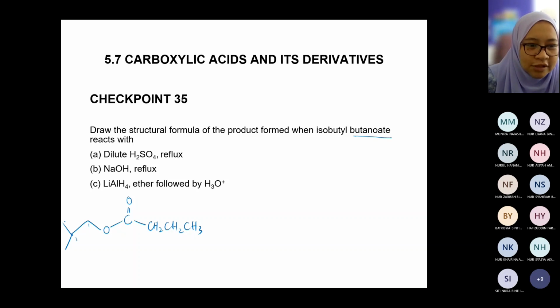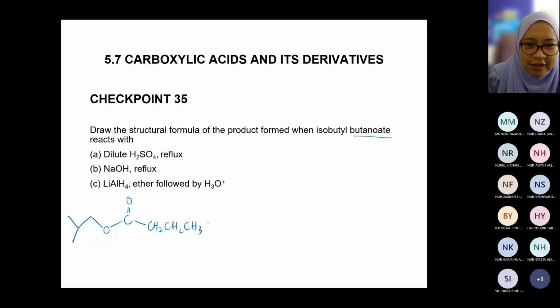1, 2, 3, 4. Kenapa iso? Because dia ada 2 methyl group. Kenapa butyl? Because it has 4 carbon. Okay. So, kena biasakan ya guna nama isobutyl, isopropyl. Buat cantik-cantik sikit. Dia ada cakap ke nak skeletal ke apa, so saya pun campur.